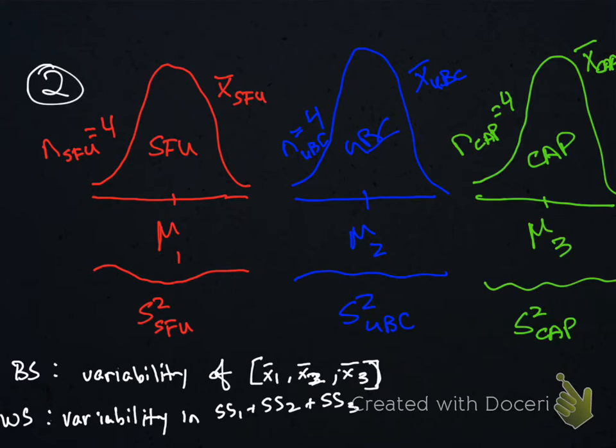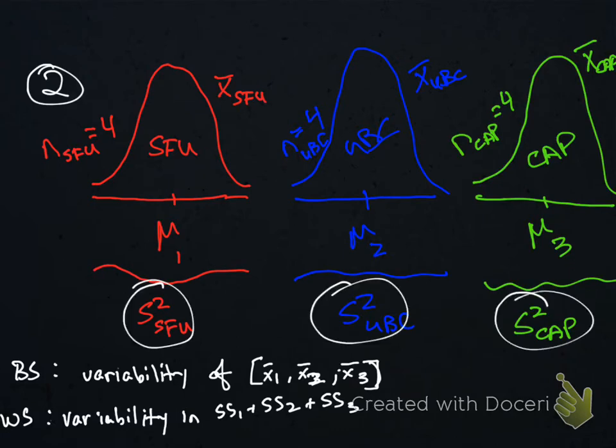Oh man, that should be SFU, UBC, and CAP. Excuse me. And so what we're going to do is find the variability of those sample means and the total variability of each of these distributions independently and create a ratio of those two things. Those two things are going to be used to calculate our F statistic, which we're going to use to ultimately reject or fail to reject the null hypothesis. So let me zoom in on those two things.